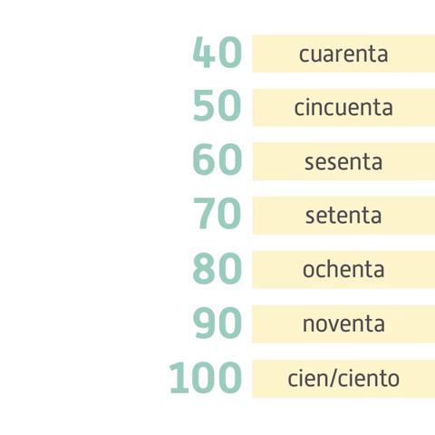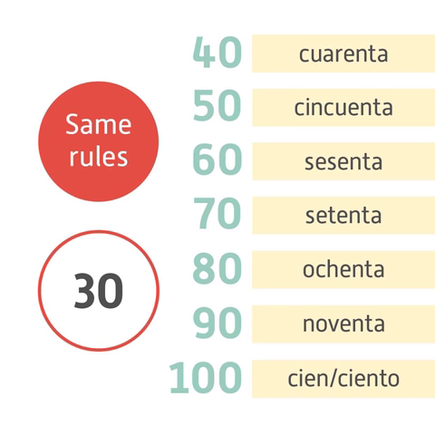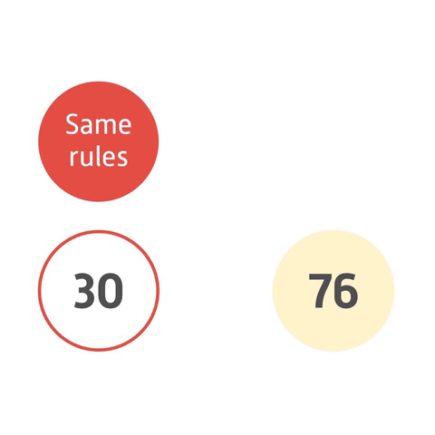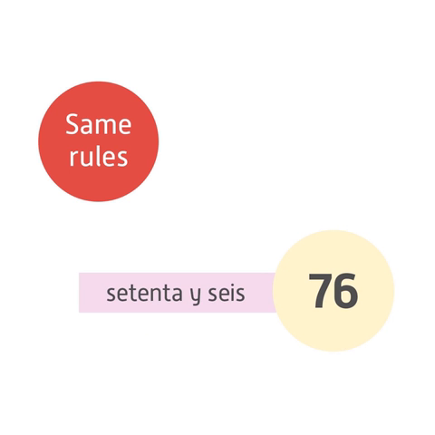As a result, it's simply important for you to know the following words. 40, meaning 40. 50, meaning 50. 60, meaning 60. 70, meaning 70. 80, meaning 80. 90, meaning 90. 100 or ciento, meaning 100. Up until 100, these numbers follow exactly the same rules that we've used for 30. For example, to say 76, you would say 76.